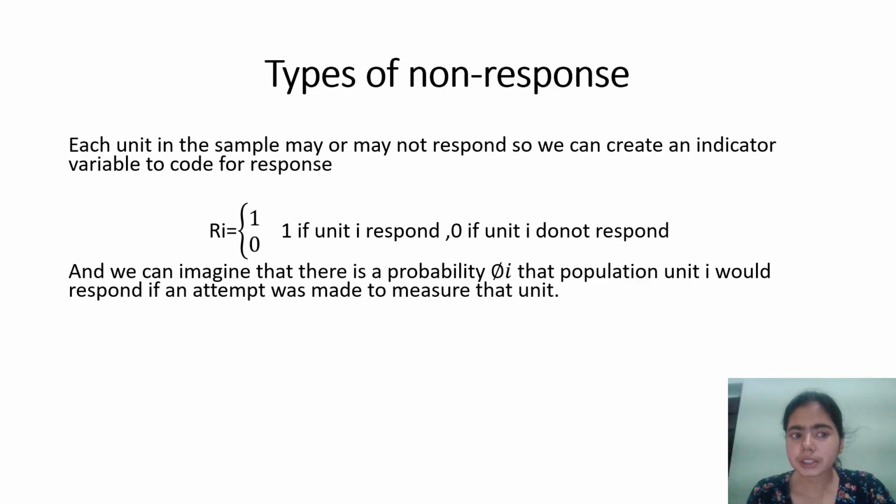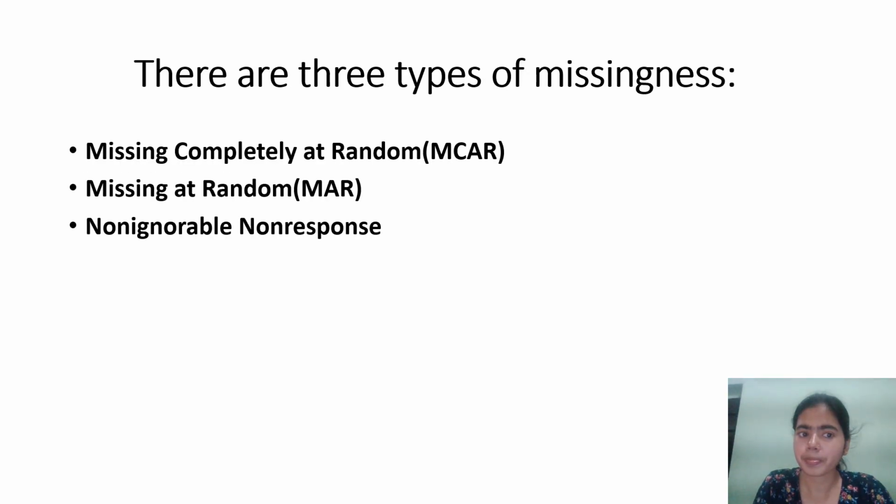Types of response: each unit in the sample may respond or may not respond. There are two chances, respond or not respond. So for that we have assigned two values: one if unit i responds and zero if unit i does not respond. There are three types of missingness: missing completely at random, missing at random, and non-ignorable non-response.